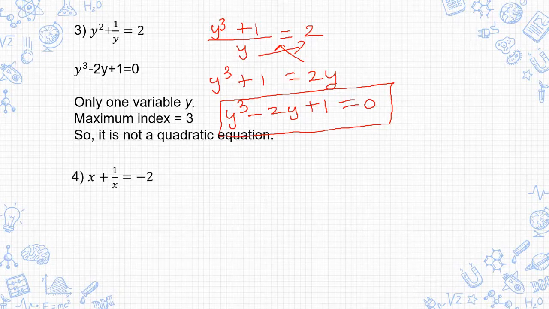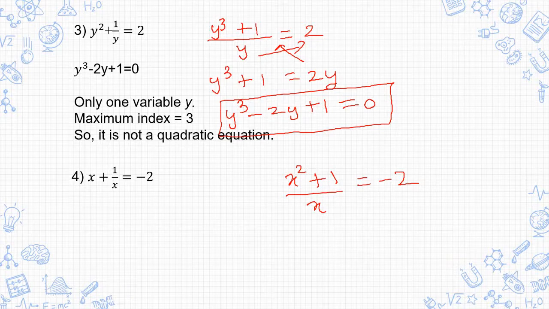Okay, if you see the fourth one, x plus 1 upon x is equal to minus 2. Again, we'll just try to take the LCM and do the rearranging. So if we take the LCM, we'll have (x squared plus 1) upon x is equal to minus 2.